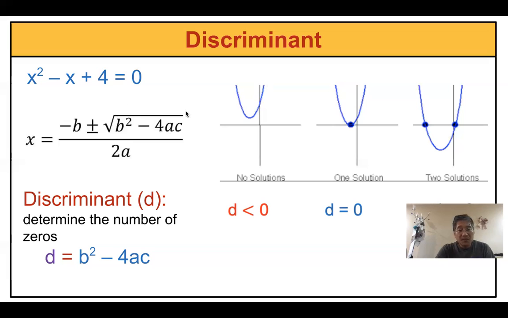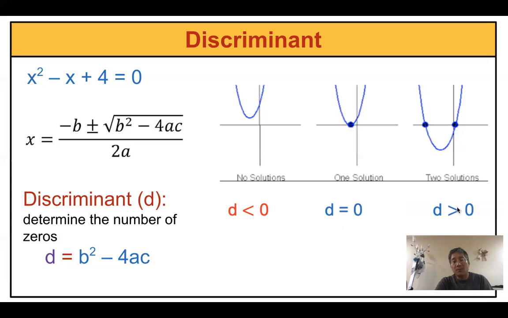But if this becomes 0, what happens? The whole square root becomes 0, then plus or minus 0 will be gone, and you don't need to write it down. So x will be negative b over 2a, which is the vertex formula, right? Look at this, the vertex becomes the zero. We call these double zeros. So when the discriminant D is equal to 0, you have double zeros: only one zero, but it happens twice.